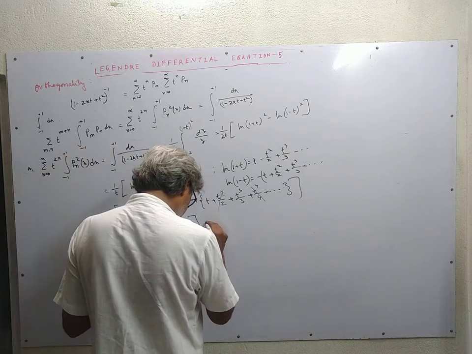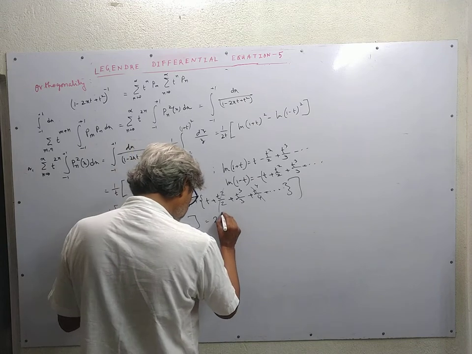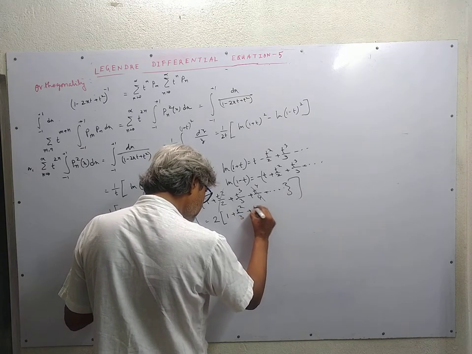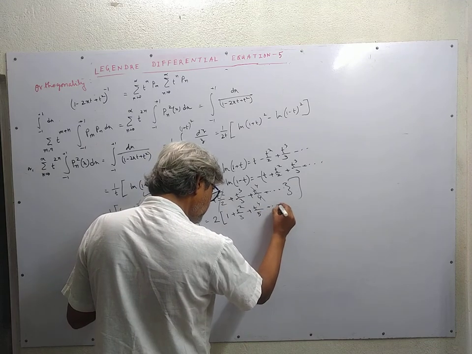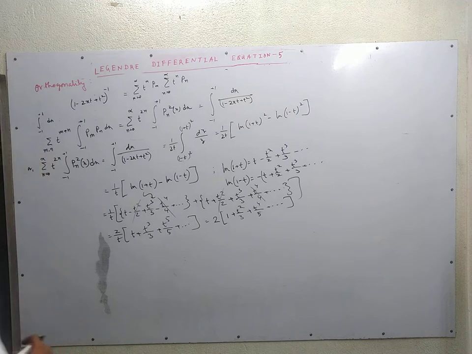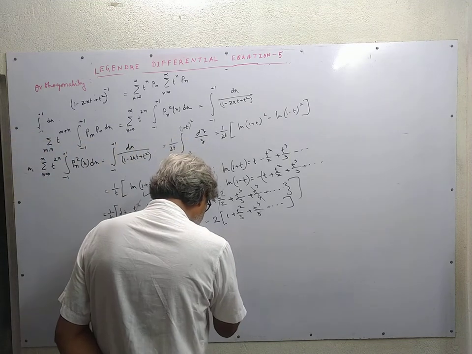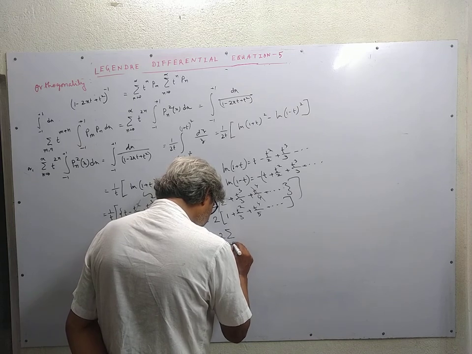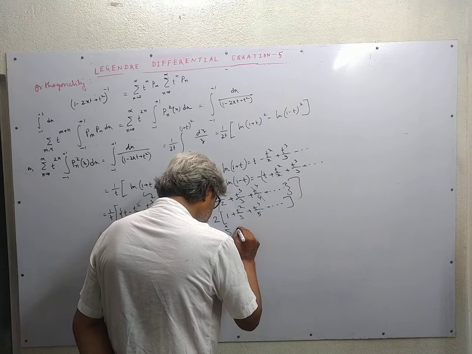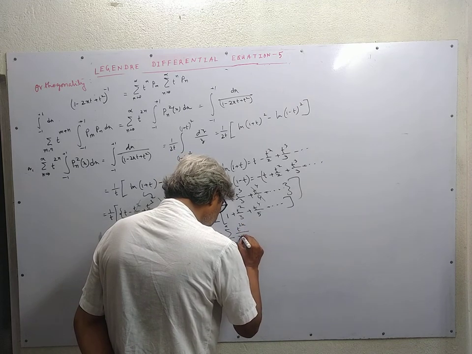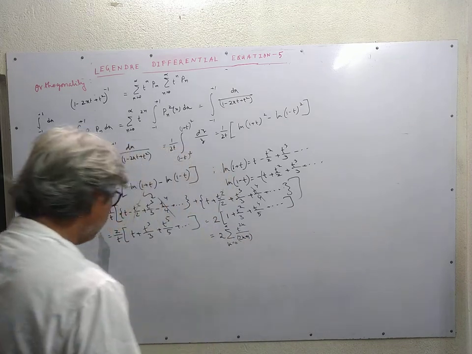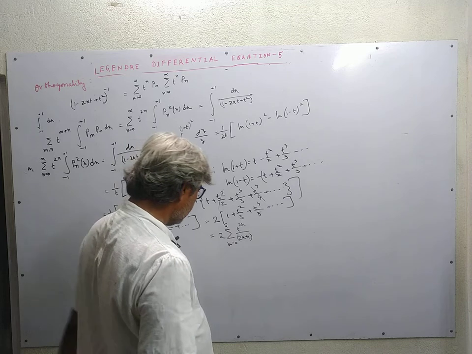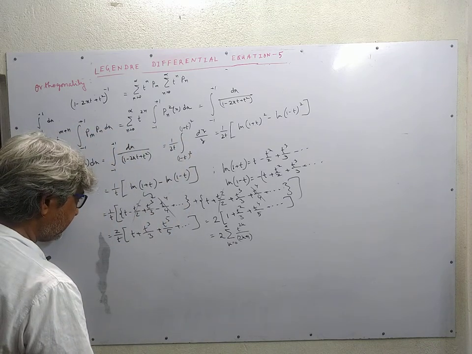So this can be written as, now comparing, this can be written in a compact form as a sum of t to the power 2k over 2k plus 1. So that for k is equal to 0 first term, k is equal to 1 second term, and so forth. So comparing, this is an identity in t.